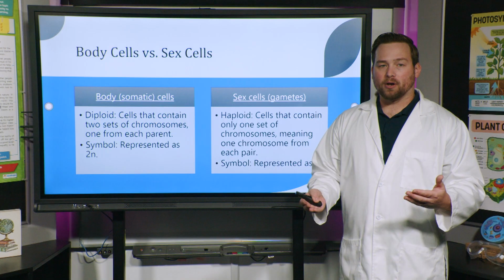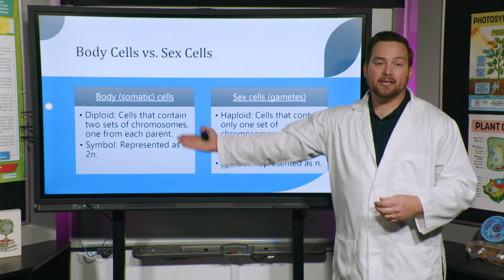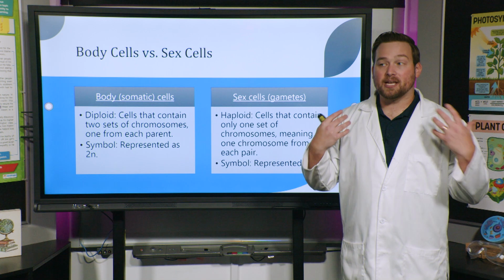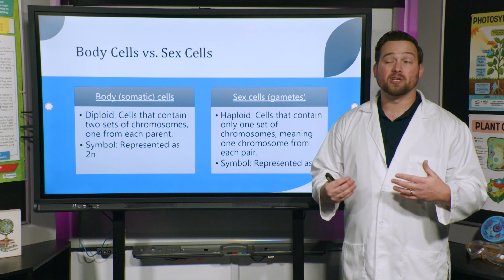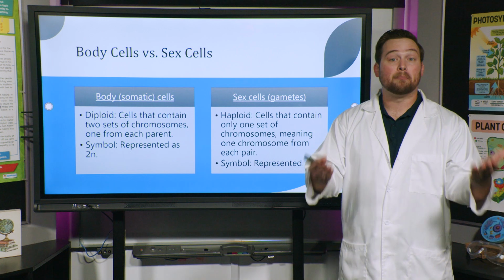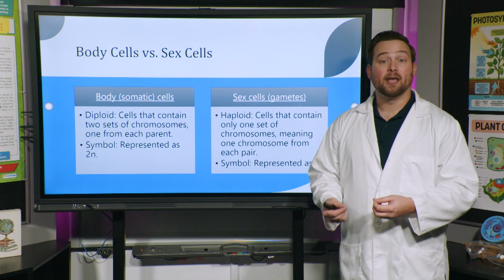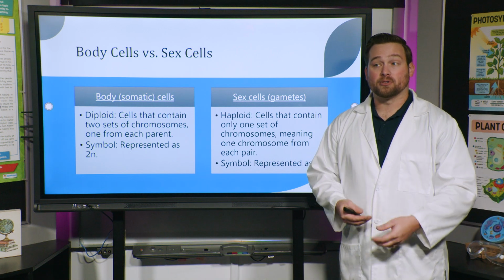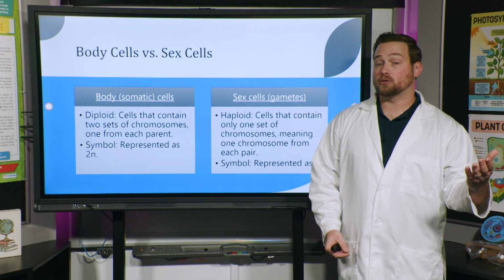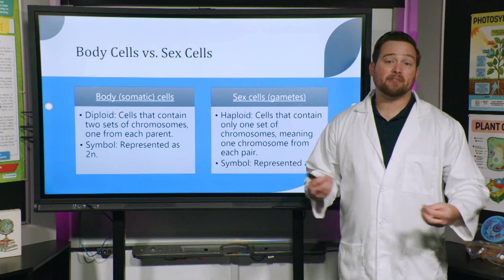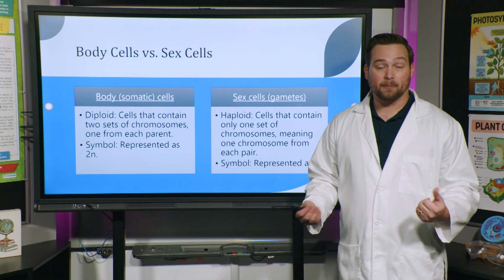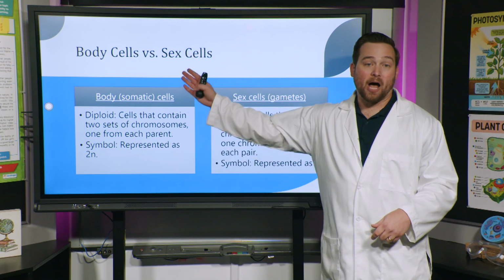So what's going on here? Well, in your body cells, every single one of our human cells has 46 chromosomes. People would say that we have 23 pairs of chromosomes. For every pair, one of those chromosomes came from your mom and one of them came from your dad. So you kind of have a backup for each one. Those are your body cells.